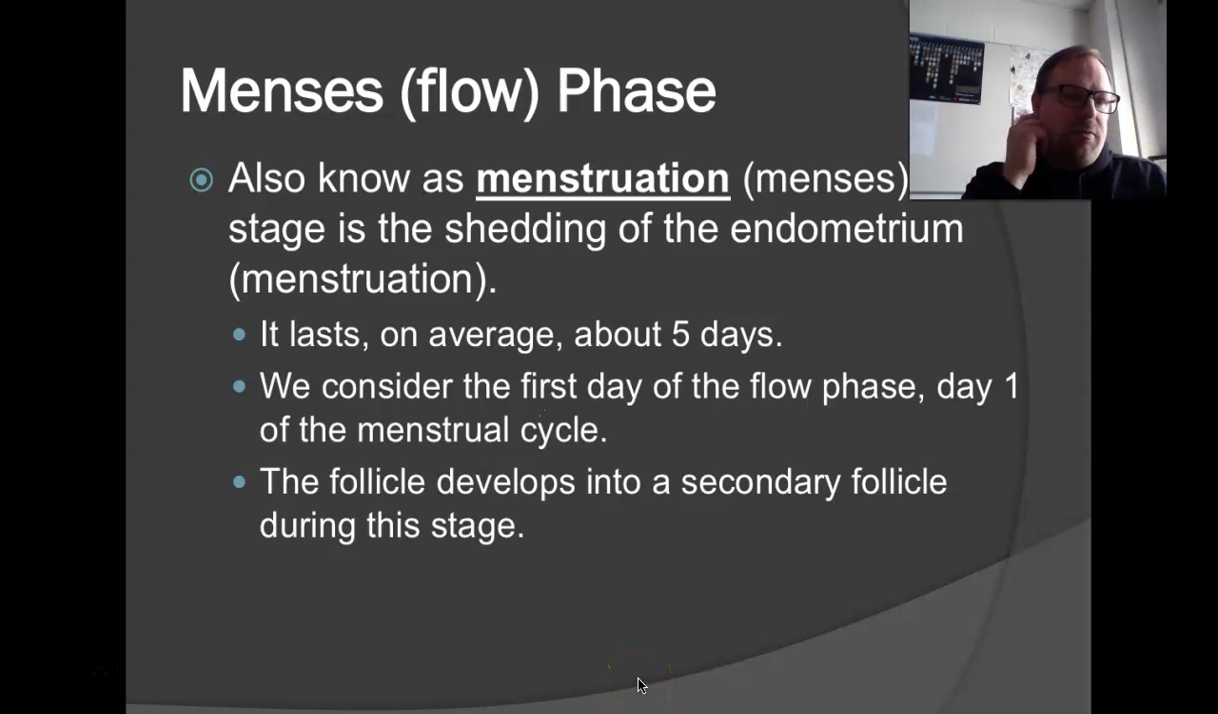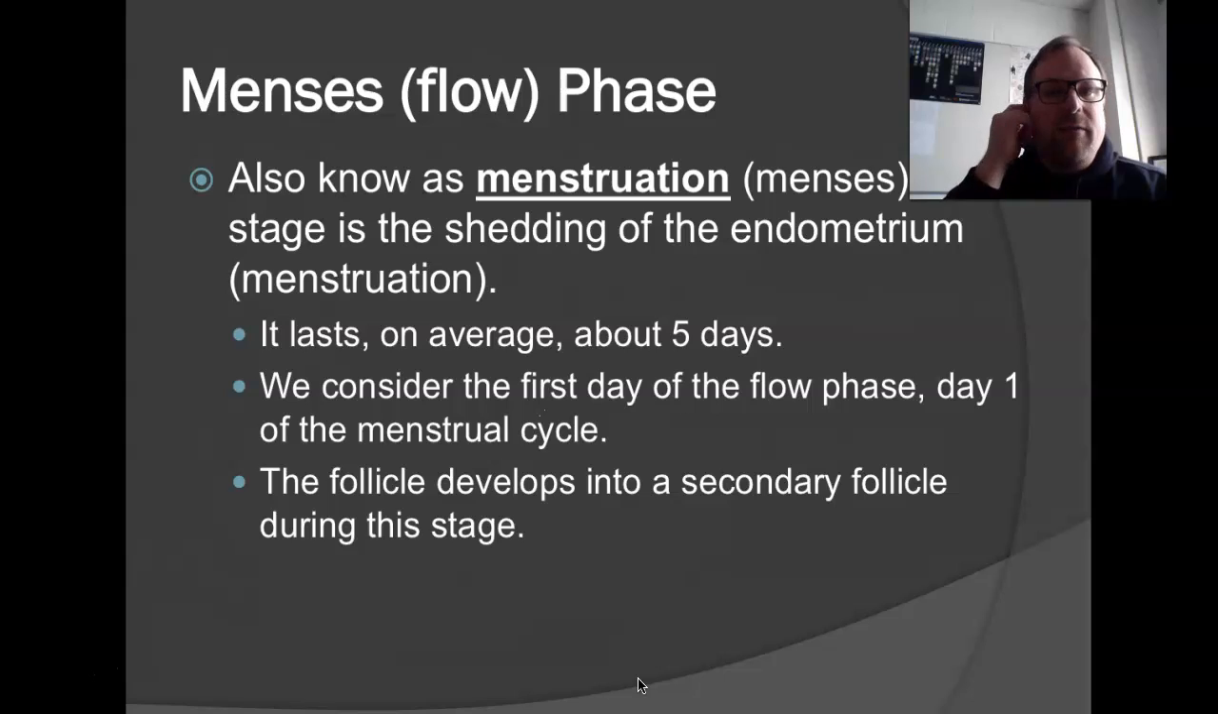So menses or flow phase is also known as menstruation, and this is the stage when the endometrium is being shed. This is menstruation. The reason that the endometrium is being shed is to reset the system to be ready at the end of or midway through the cycle for ovulation and the implantation of a fertilized egg.